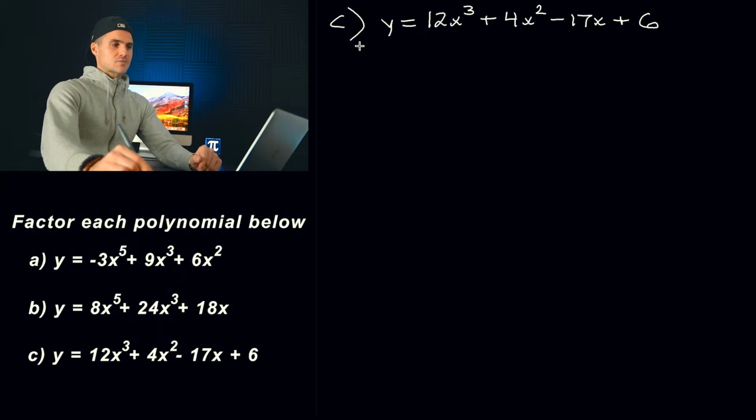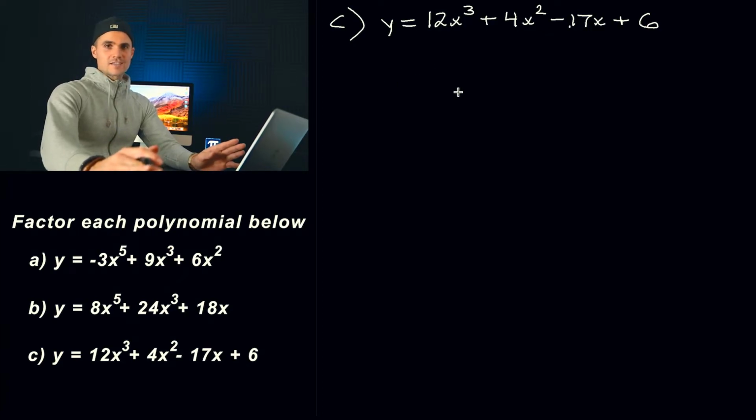Now moving on to the last one, part C. We got y equals 12x cubed plus 4x squared minus 17x plus 6. So what's the first thing we always check for? Can we take out a greatest common factor? Well, between 12, 4, negative 17, and 6, can't take anything out of those. And then notice that this 6 constant, it doesn't have an x variable. Okay, so we can't take anything out of the polynomial initially. And so we'd have to go into factor theorem.